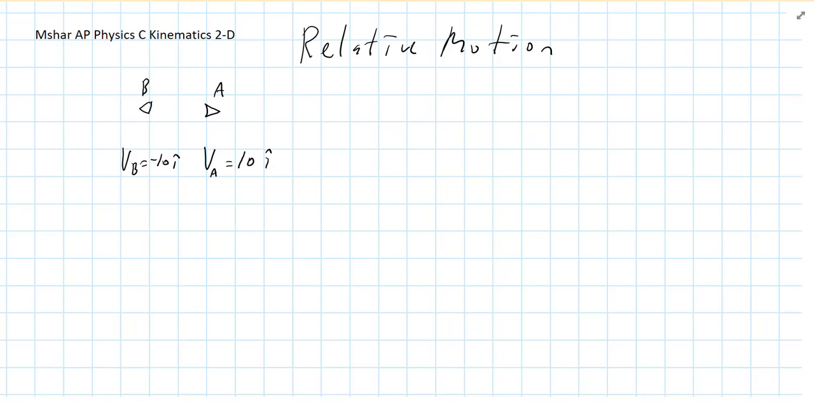Hey folks, got a discussion about relative motion, which is going to involve vectors. So hopefully you've brushed up on your vector addition and subtraction. And I've got a real quick thing here on the left. Let's say you've got two objects moving. For the sake of argument, let's say it's two soccer players in a soccer field.